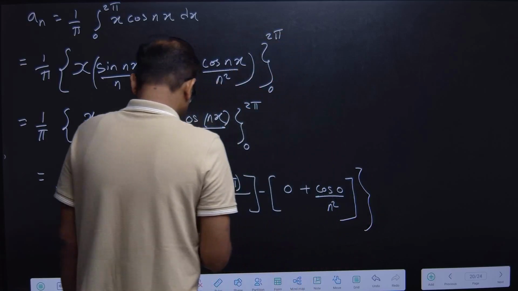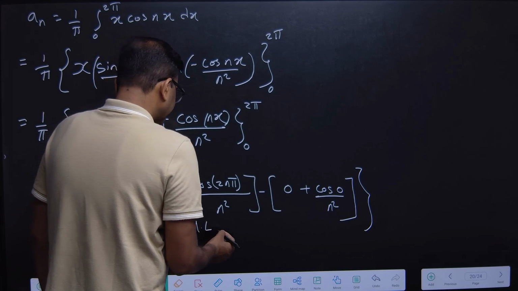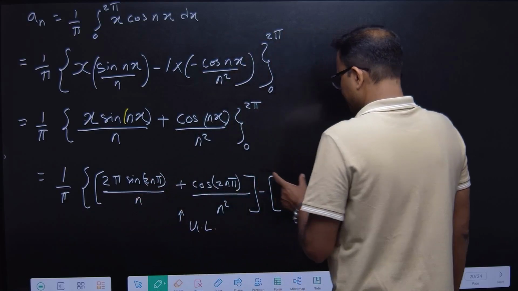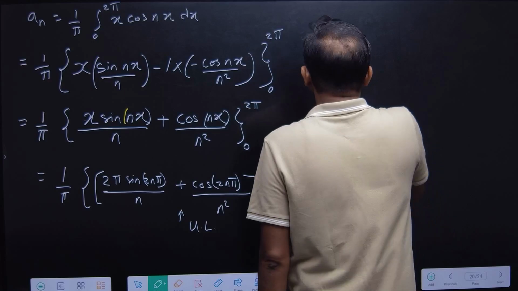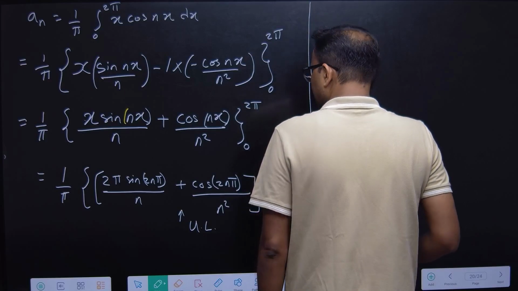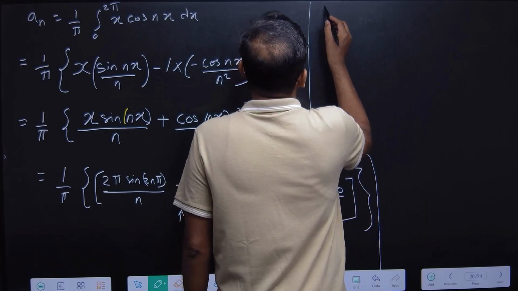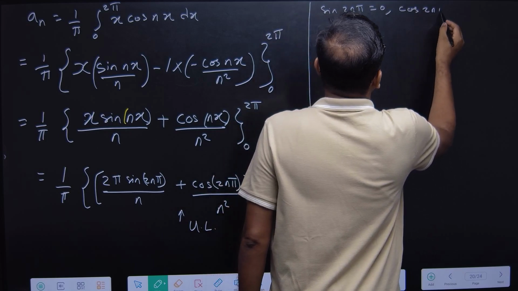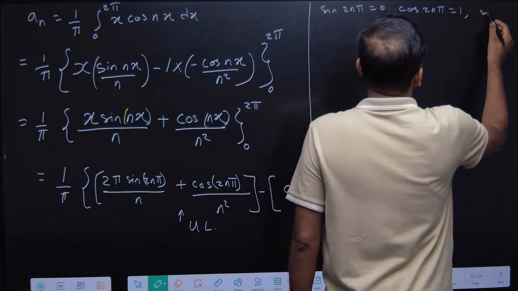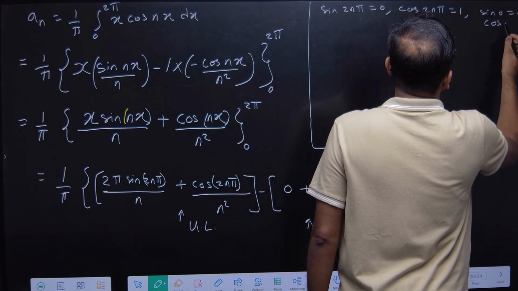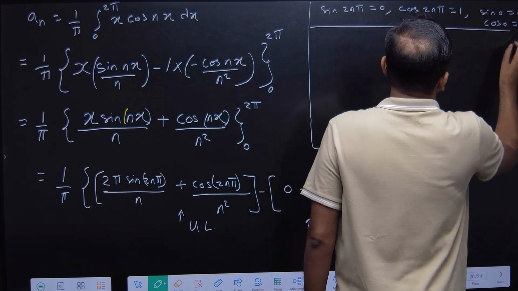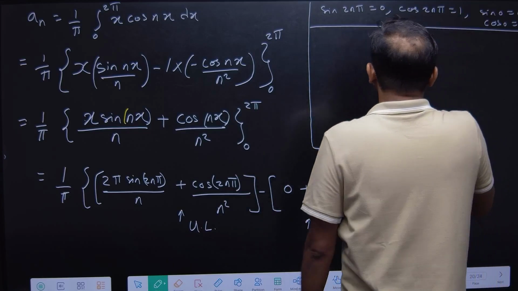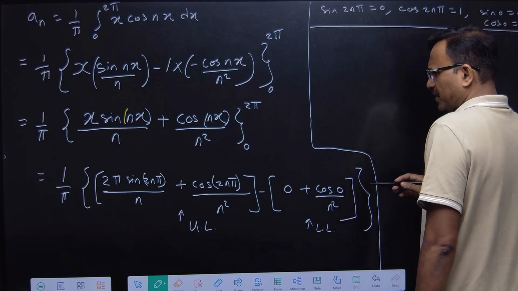So see, we got this first bracket when you put the upper limit, and then the second bracket when we put the lower limit in place of x. Always remember, it is upper limit minus the lower limit. Now we know the standard values: sine of 2n pi is 0, cos 2n pi is 1, sine 0 is 0, and cos 0 is 1. We know in Fourier series n is some integer. So for any integer value of n, sine 2n pi is 0, cos 2n pi is 1.